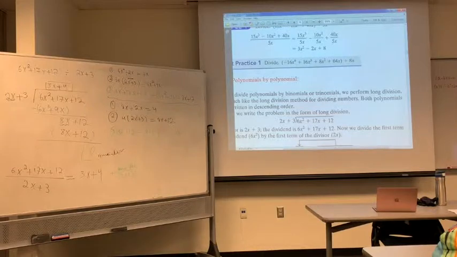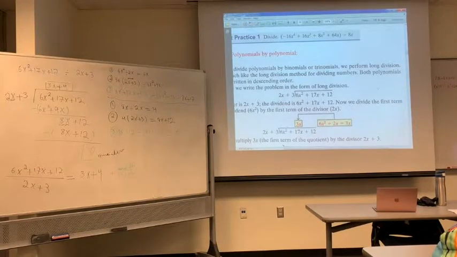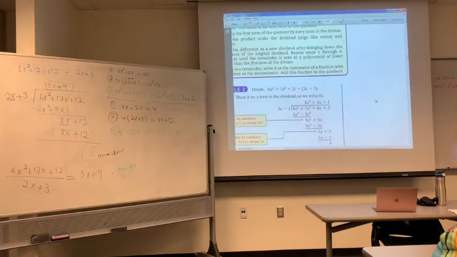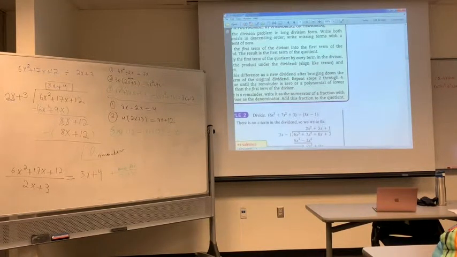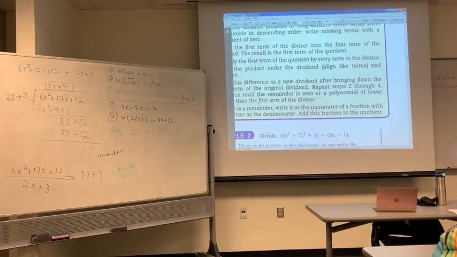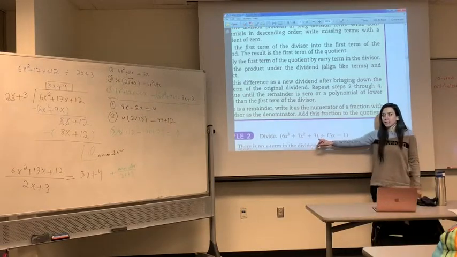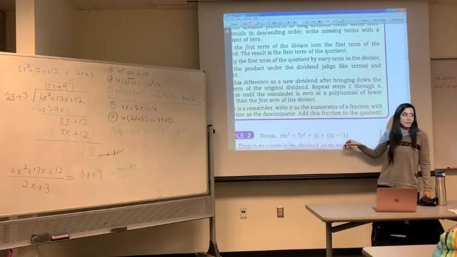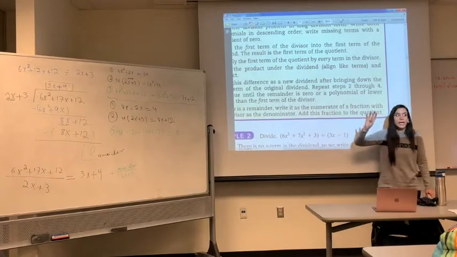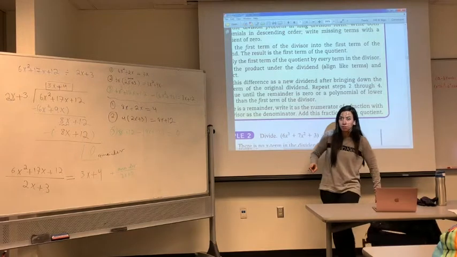So now, I will give you this. Okay. Try it. 6x power 3 plus 7x squared plus 3 divided by 3x minus 1. Do the same thing to find a quotient and if there is any remainder. Okay?